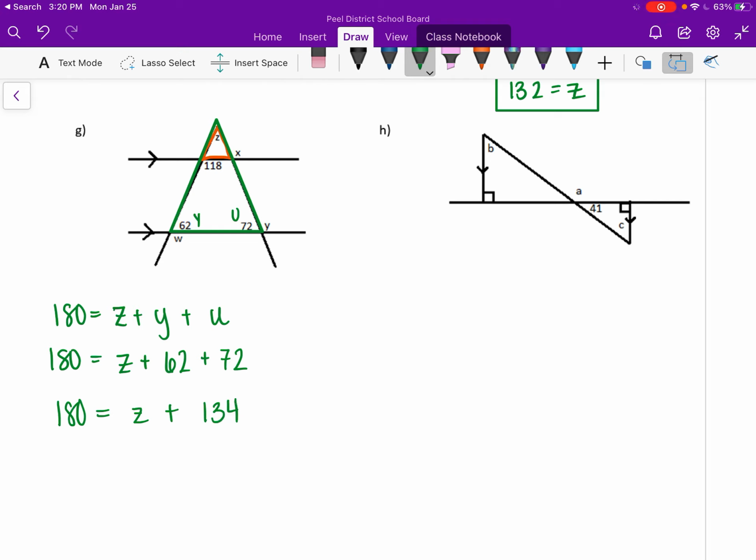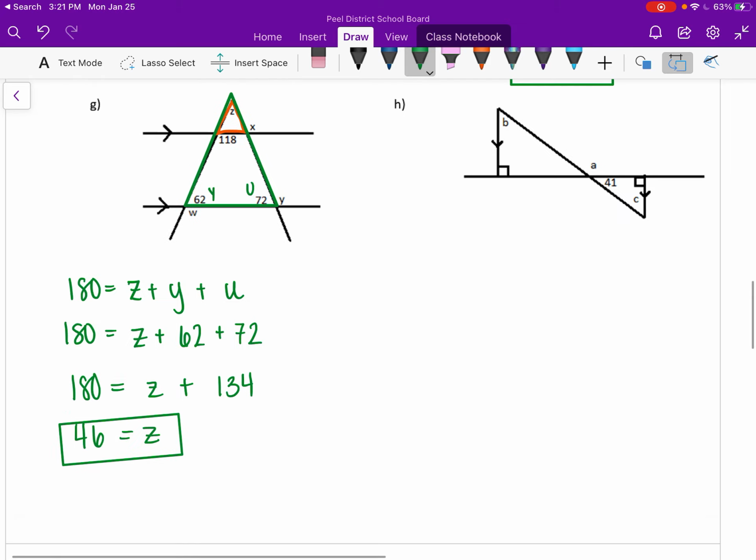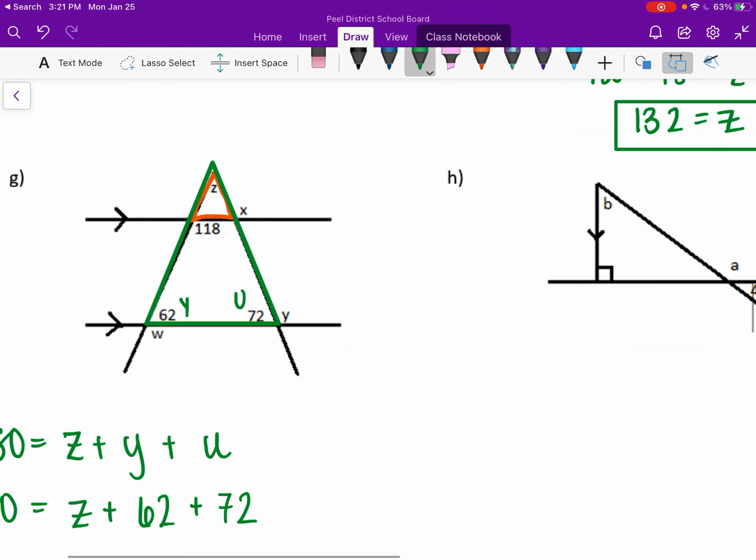Right, I'm going to bring that 134 over to the other side by subtracting it on both sides. So I'm going to do 180 minus 134. Right, so I have 46 is equal to z. Right, so yeah, I use z and Z interchangeably. I'm sorry if that confuses you a little bit. So I know that this z value is going to be 46.